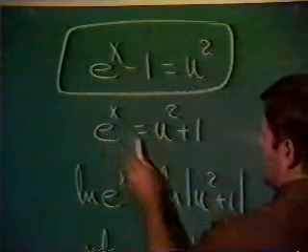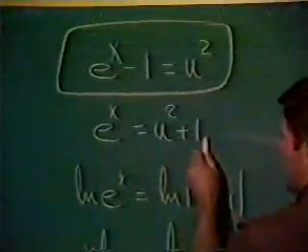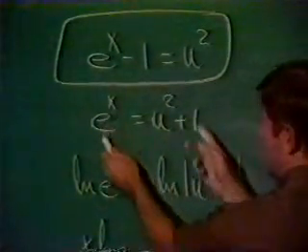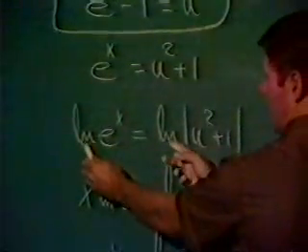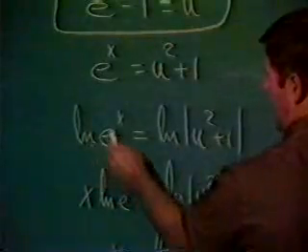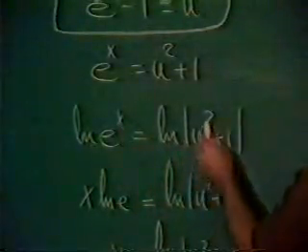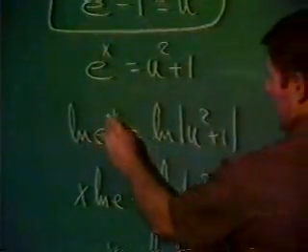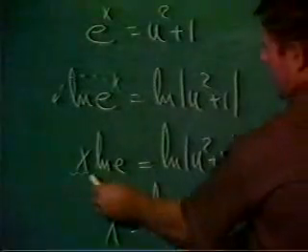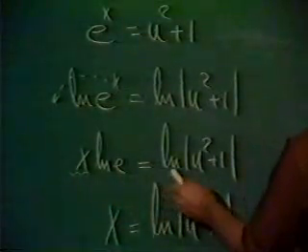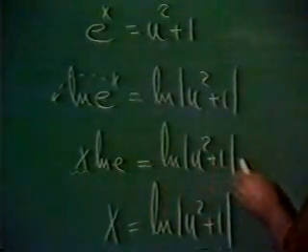So e to the x is u squared plus 1. We're interested in solving for x. This is an exponential equation. You take the log of both sides. Log e to the x is equal to log u squared plus 1. One of our rules for logarithms says we can shift this down into this position. We have x times the log of e equal to the log of u squared plus 1.